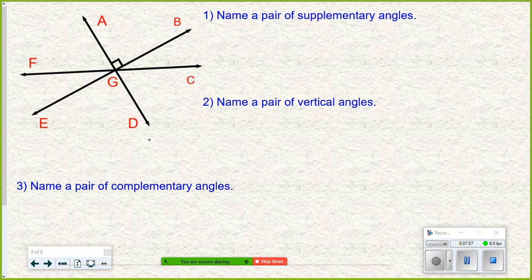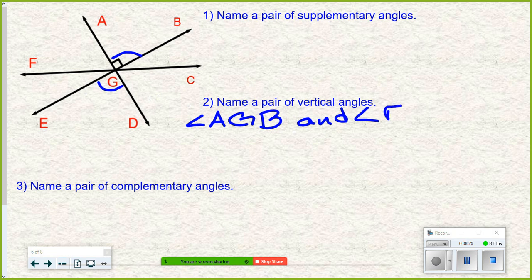So I'll pick one. So let's look at angle AGB. So that's this angle right here, right? AGB. What angle is vertical with angle AGB? Max? EGD, this angle, right? Isn't this angle across from that angle? So angle AGB and angle EGD are vertical.